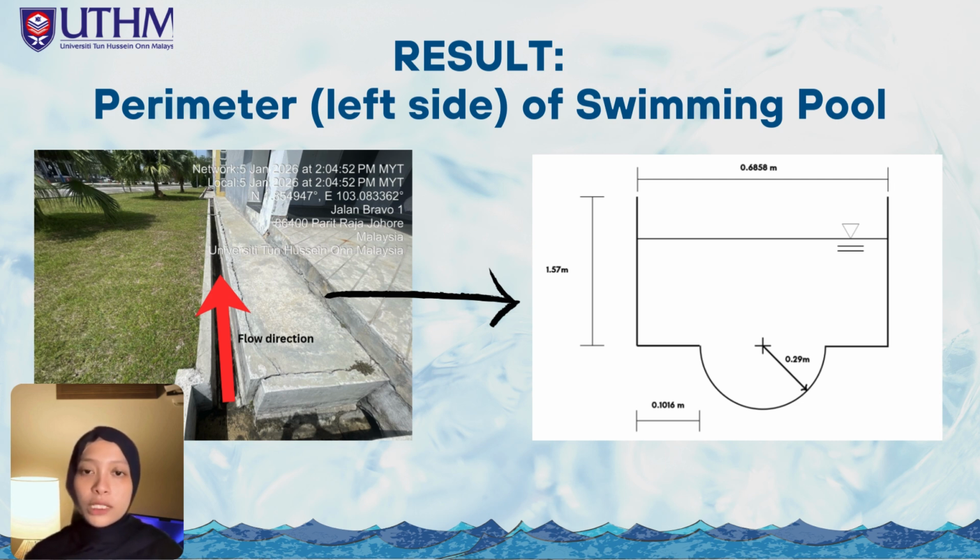To evaluate its capacity, the physical structure is modeled with a regular top width of 0.6858 meters and a total depth of 1.57 meters. The base features a semicircular channel with a radius of 0.29 meters, flanked by flat sections of 0.1016 meters.